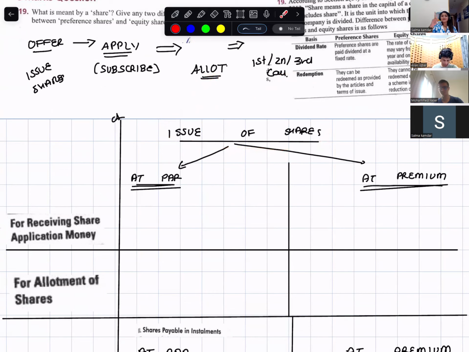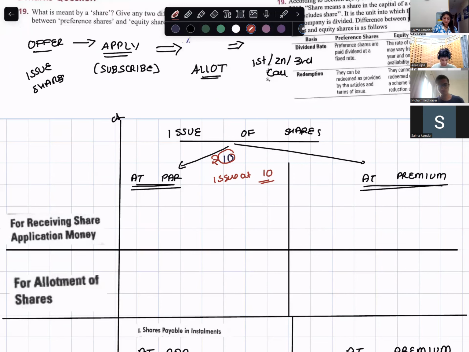I can issue shares in two ways. I can issue the shares at par. I can issue the shares at premium. What does this mean? Par means at the face value, premium means more than the face value. So when I'm issuing shares at par, that means if the share is of $10 or rupees 10, I will issue it at 10. If the share is of 10, I will issue it at 10.